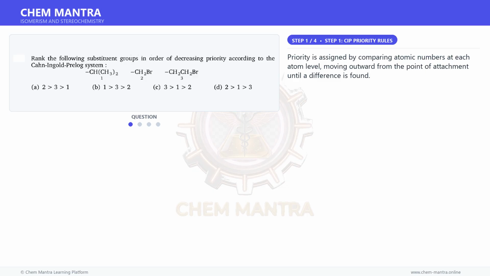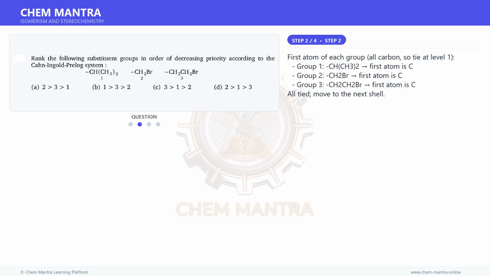Priority is assigned by comparing atomic numbers at each atom level, moving outward from the point of attachment until a difference is found. Moving on to the next step.